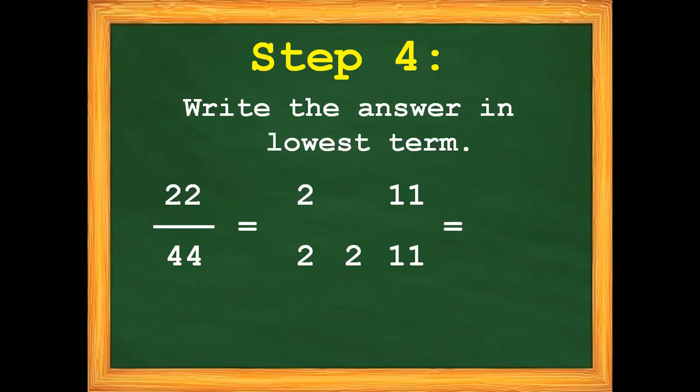So we need to cancel their greatest common factor or GCF. And that is 2 and 11. So 2 times 11, the greatest common factor here is 22. Since there is no number in the numerator's place, we will put our special number, and that is 1. In our denominator's place, we have 2. So the lowest term for 22 over 44 is 1/2.